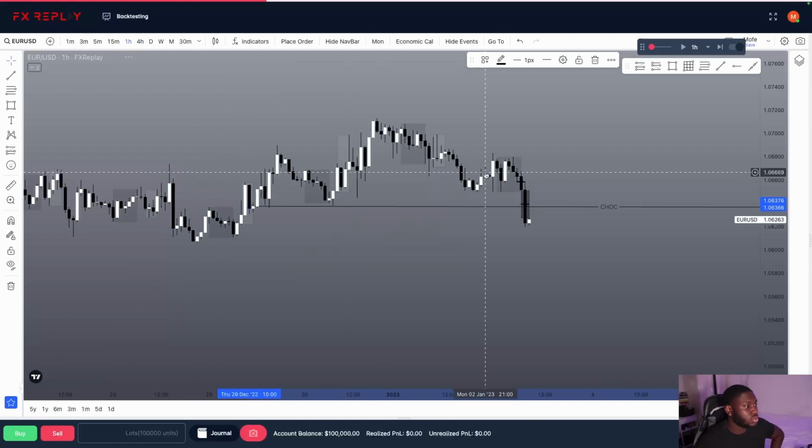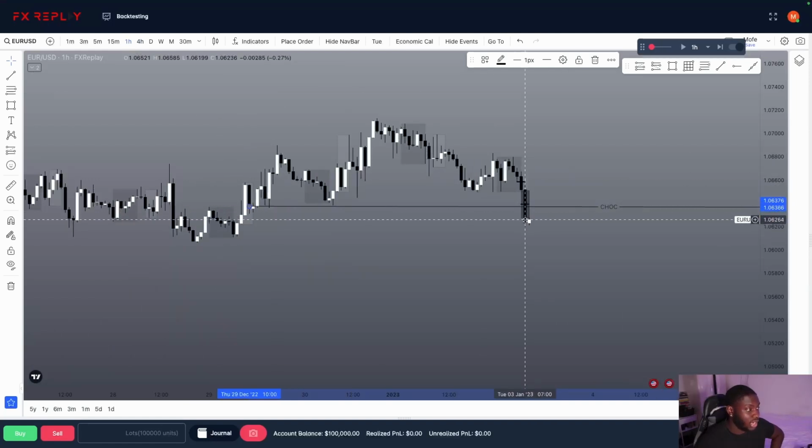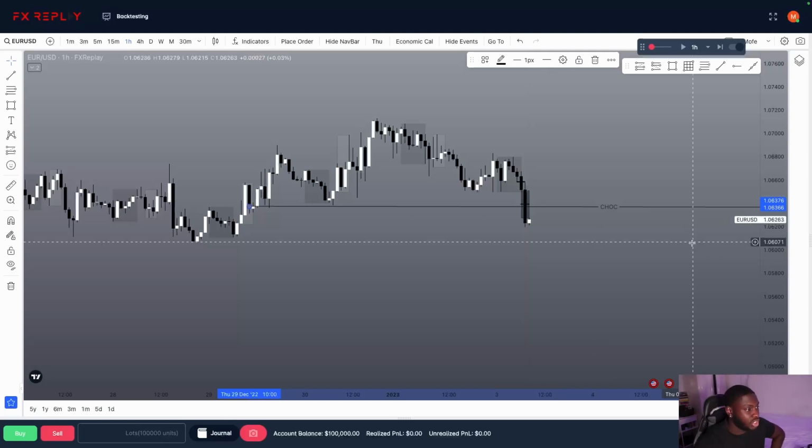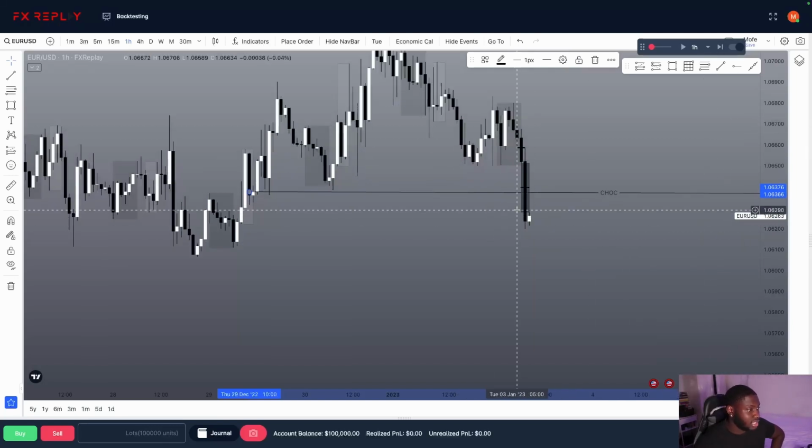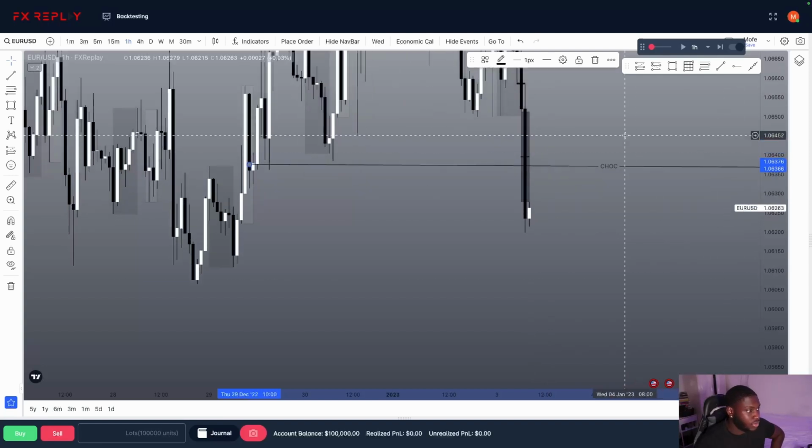And I just dropped down to 1 hour. On the 1 hour, we saw a nice full body candle close. I determine a change of character or a break of structure by candle body close. So I'd like to see a strong body close above or below to really consider a change in character or a break of structure.